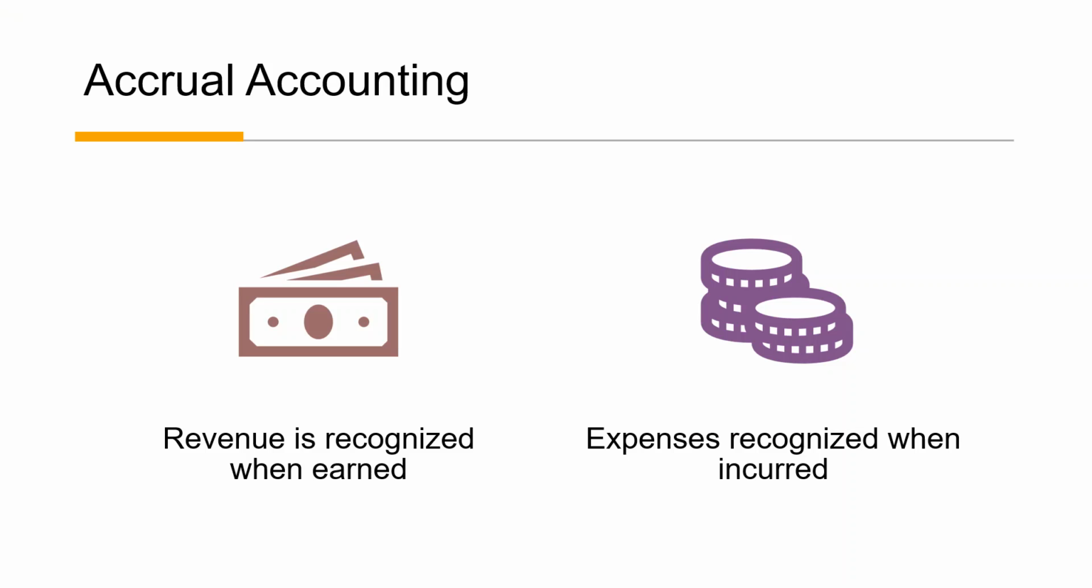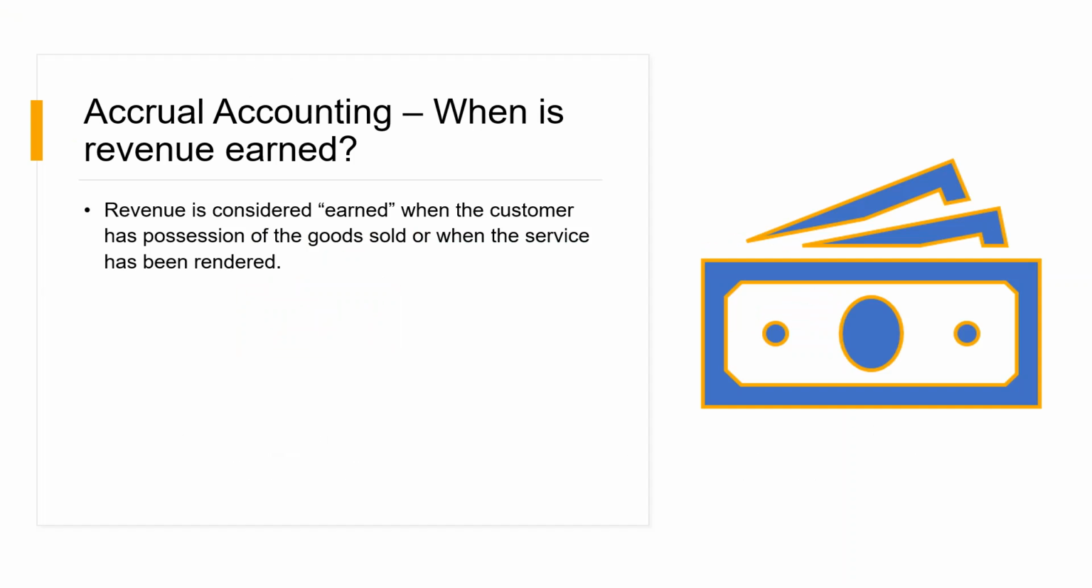So let's dive into more detail as to what it means that revenue is recognized when it's earned. What does earned really mean? So earned means that revenue is considered earned when the customer has possession of the goods sold or when the customer is able to benefit from the service that has already been rendered. So let's look at a few examples of these.